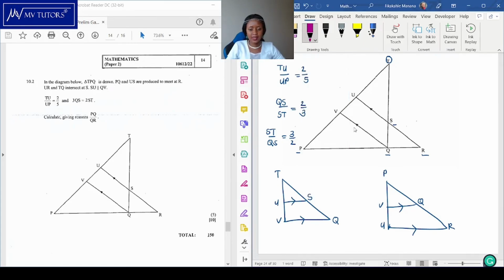So I know that TS or ST is 3 times something, so I'm going to call it 3x. And I know that SQ or QS is 2 times something, so 2x. And then what do I know? I know that TU is 2 times something, so I'm going to say 2y. And UP, or PU, is 5 times something, so 5y. From there, I'm going to use the proportionality theorem to see if I can eventually get PQ over QR.